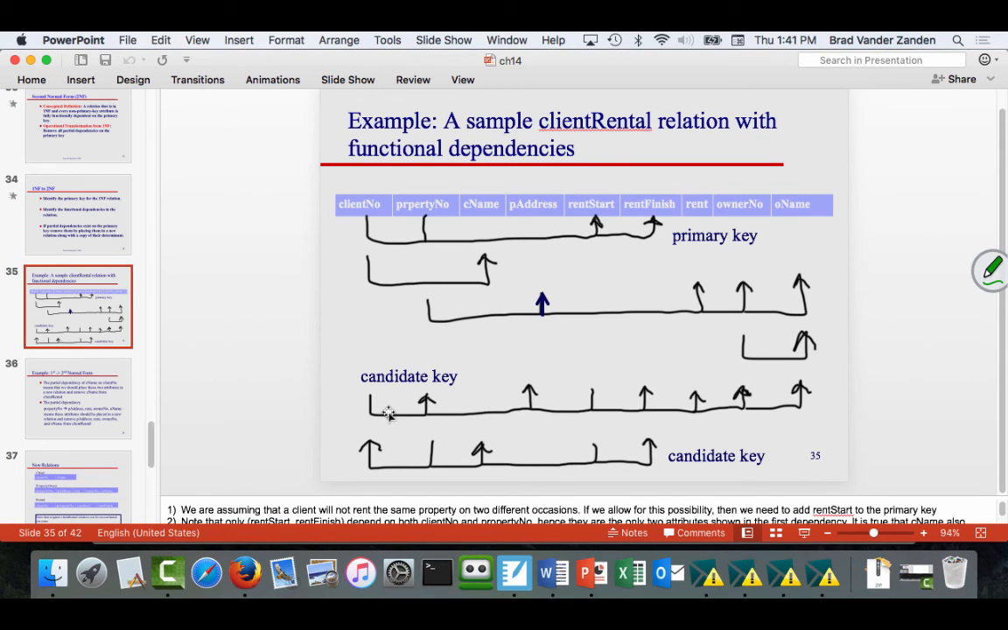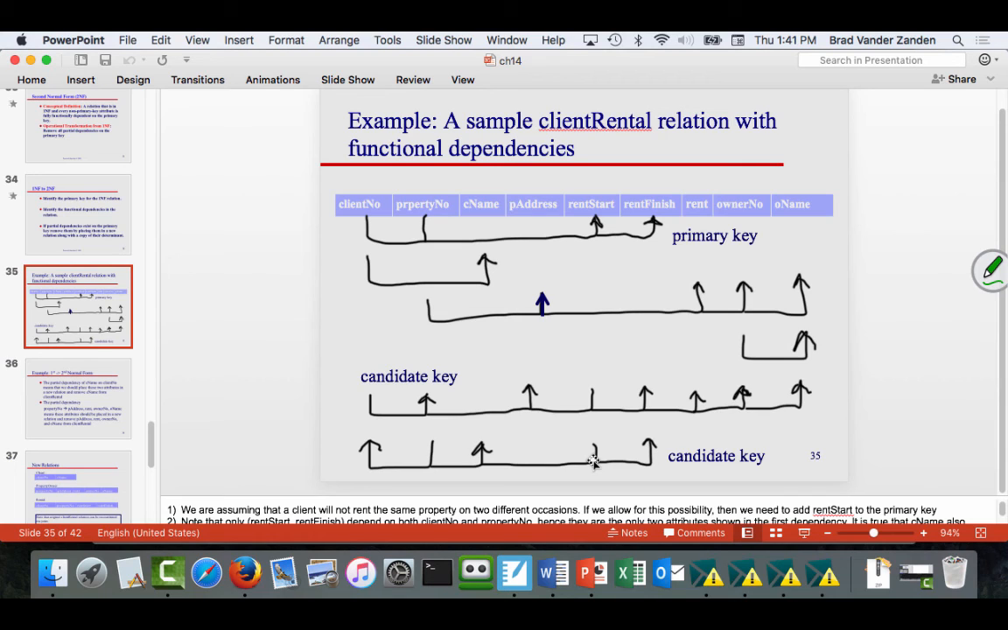Okay, so the client uniquely determines the client name. And then we said that a client can only rent one unit at a time. Therefore, knowing what the client is and what the rental start date is, we know all the other attributes as well. We know what property the client rented. Okay, similarly, if we have a property number and the date on which that lease started, we know all other attributes, or can determine all other attributes.